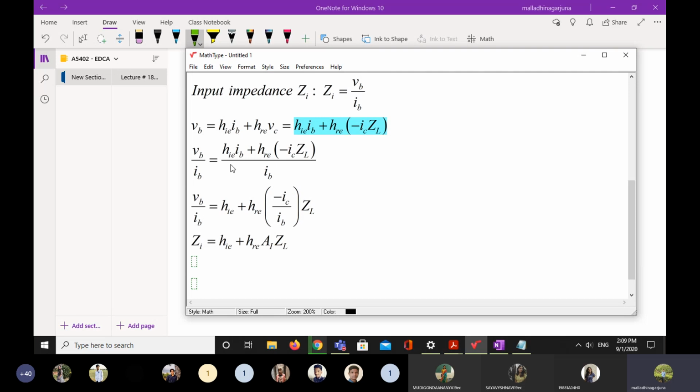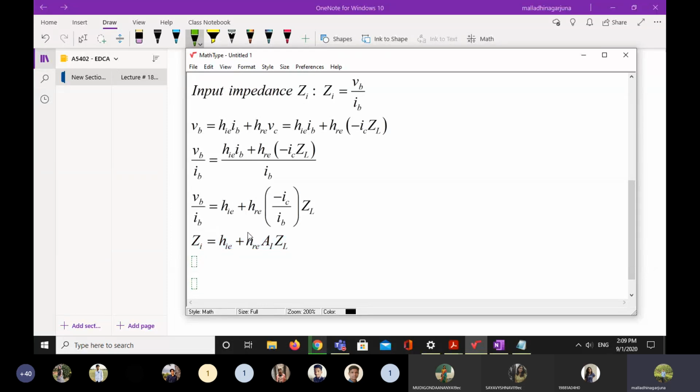We know the basic definition. IB cancels and we get HIE plus HRE into minus IC by IB, into ZL. Minus IC by IB is nothing but the current gain. So ZI equal to HIE plus HRE into AI into ZL. This is the input impedance.